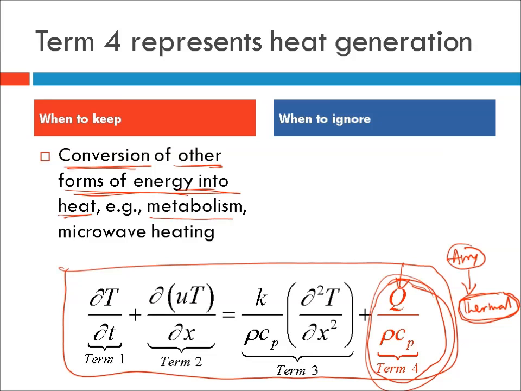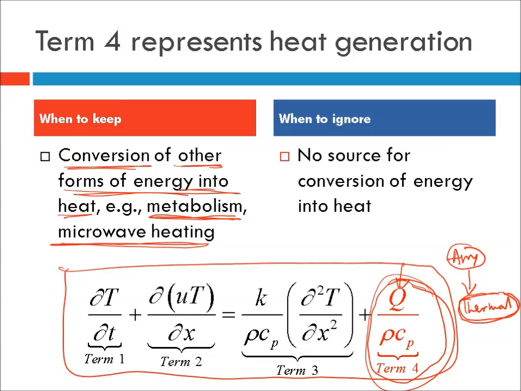Okay. So a simple example: in a tissue, for example, there will be metabolic heat generation. When you are heating food, then microwave or electrical energy is being converted into thermal energy. In metabolism, chemical energy is being converted into thermal energy. When there's no such source, when there's no conversion of energy, then of course we can drop the Q term.